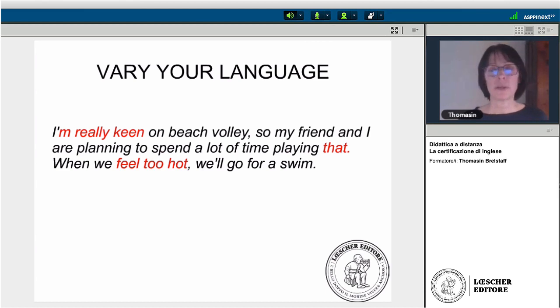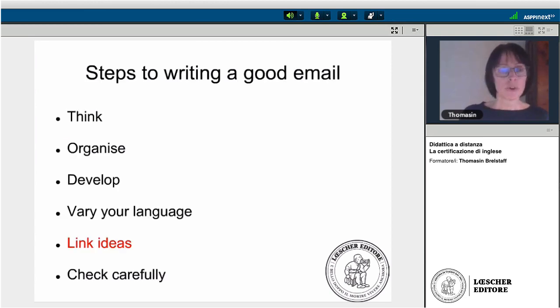So when you try to give more detail, you will use a wider range of language, which is the aim, which is what you want to show your teacher or your examiner. These are just examples, but I hope they give you an idea of how you can upgrade the variety of language you use in your writing. Let's move on to the next point. Linking ideas.